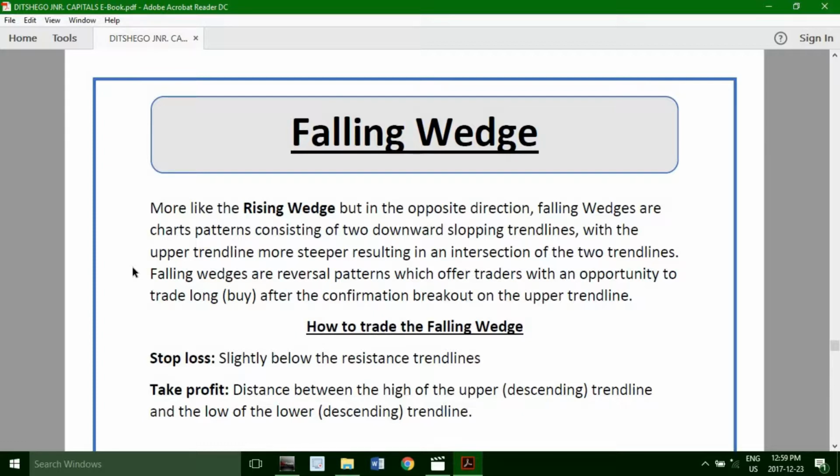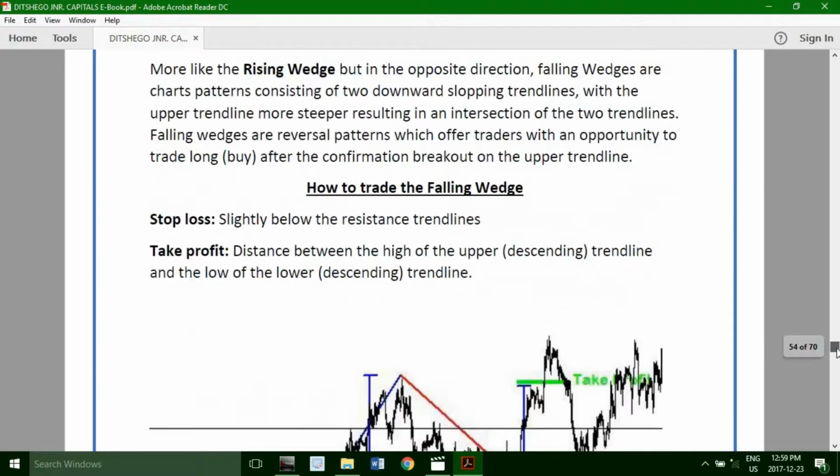How do you trade the falling wedges? By placing the stop loss slightly below the resistance level. I'm going to show you how you can do that. And take profit is the distance between the high of the upper descending trend line and the low of the lower descending trend line. I don't think I read that properly, but it's fine. You guys can see and read it for yourself.